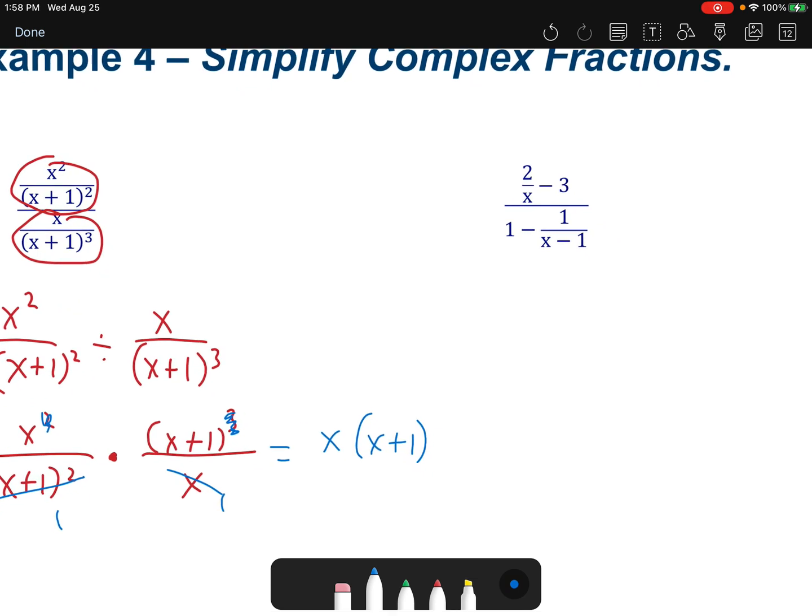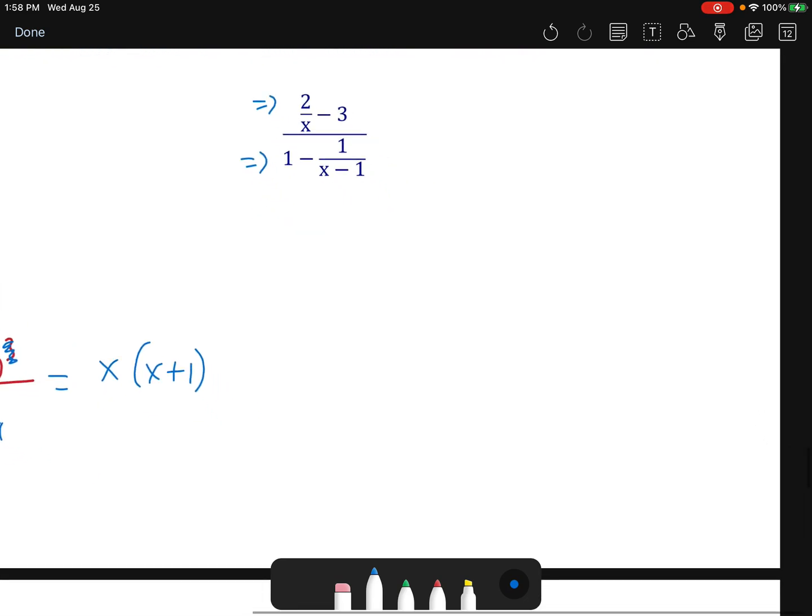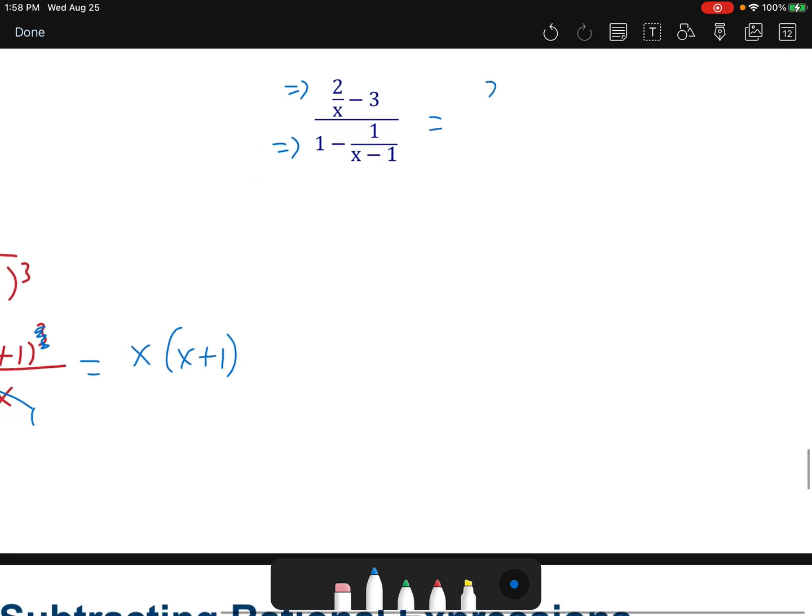Now on the second part, the first thing we have to do is get a common denominator in the numerator and denominator. So in the numerator, we're going to go ahead and find a common denominator. Sorry about this. It's going to be x and x.